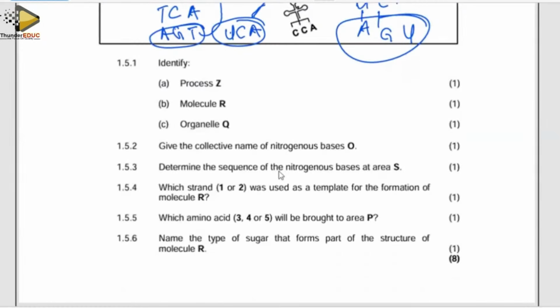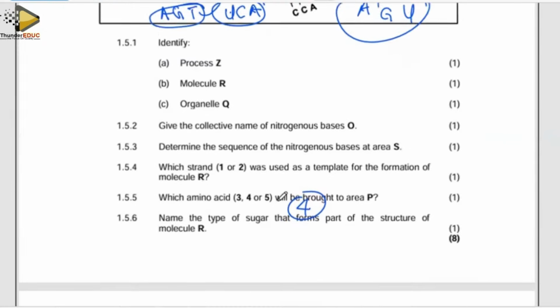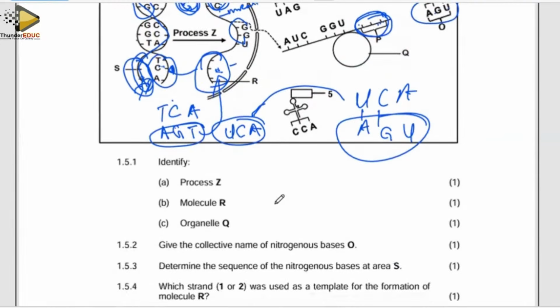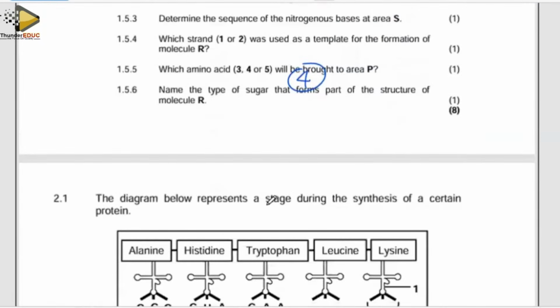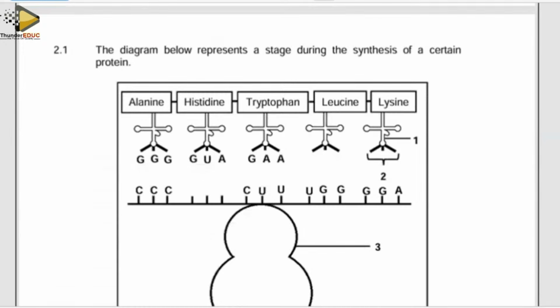Amino acid number 4. Then they're saying to name the type of sugar that forms part of the structure molecule R. Where is structure molecule R, part of sugar? So we said it is ribose sugar. Yes. Then we go to the next question of DNA again.